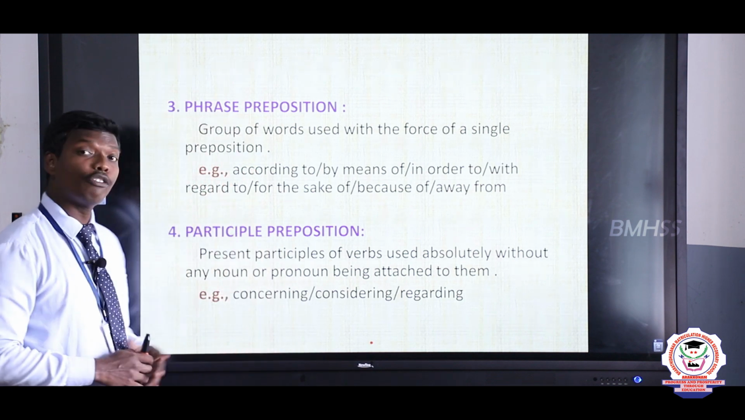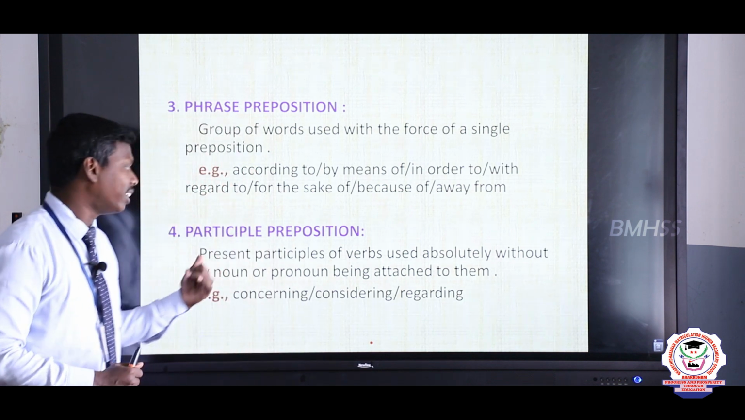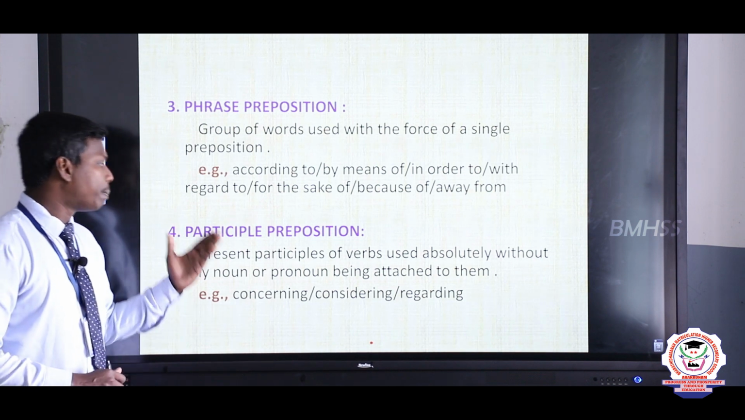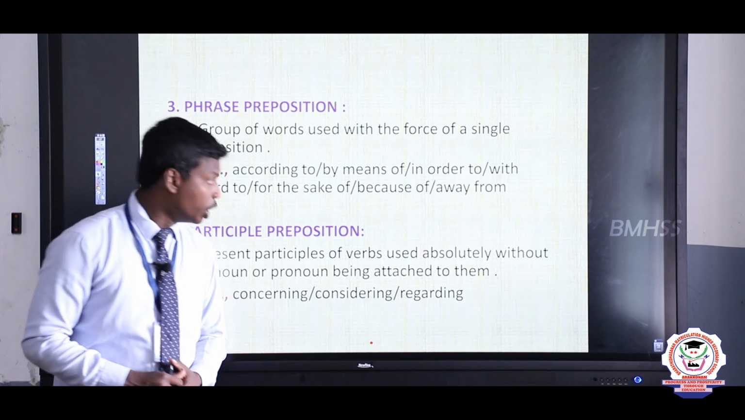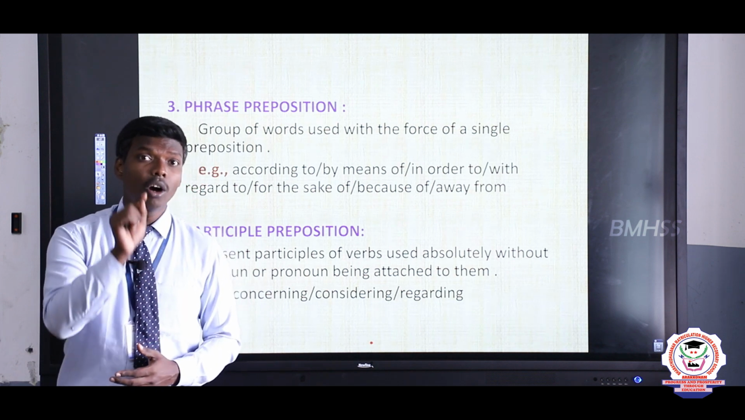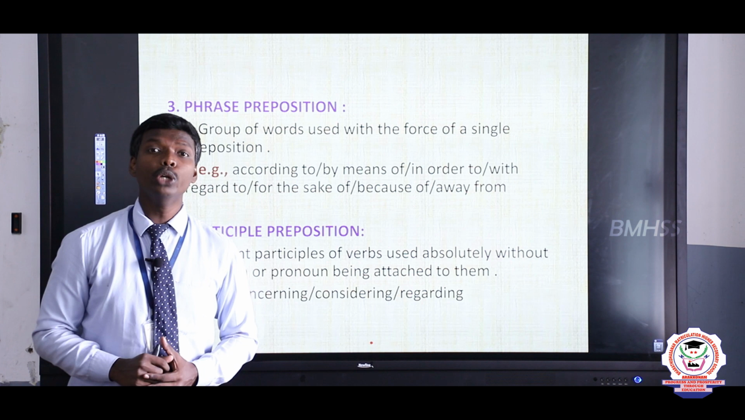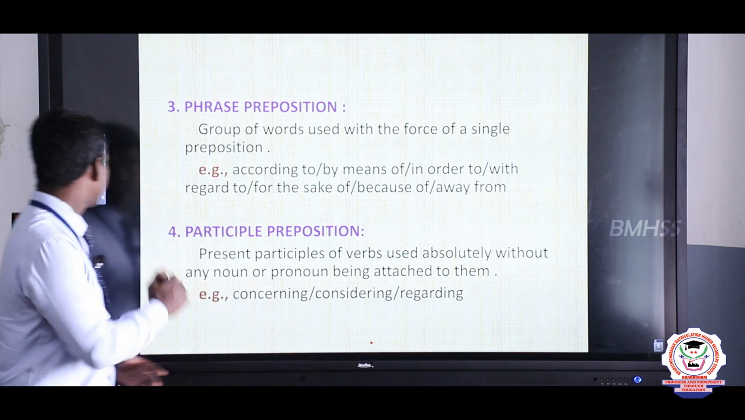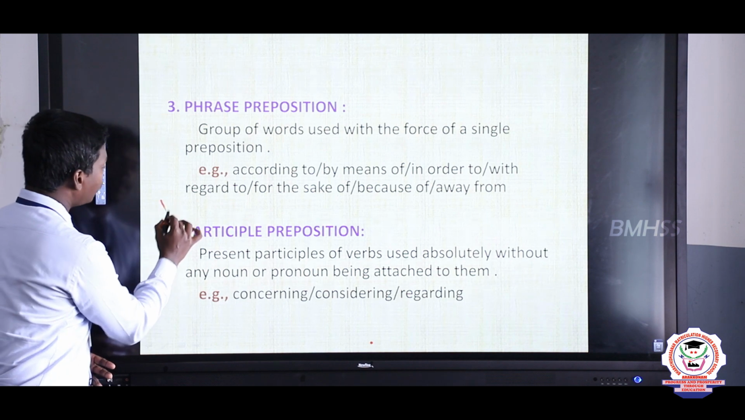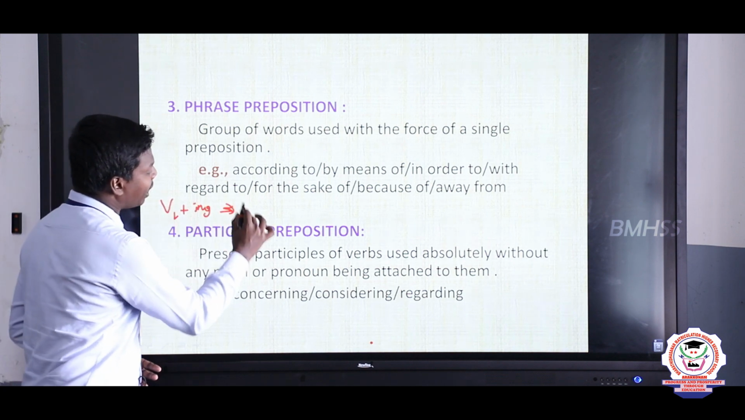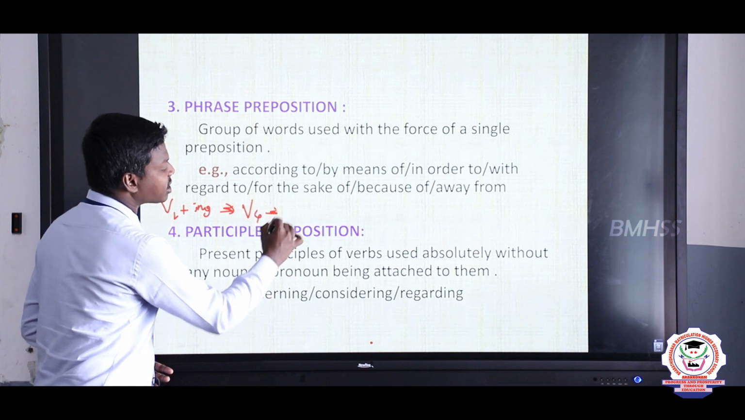Dear students, the fourth kind of preposition is participle preposition. In the participle preposition, we see the present participle of verbs. Present participle means V1, the present form of the verb, plus ing. When you add ing to the present form of the verb, it becomes V1 plus ing, thus V4.